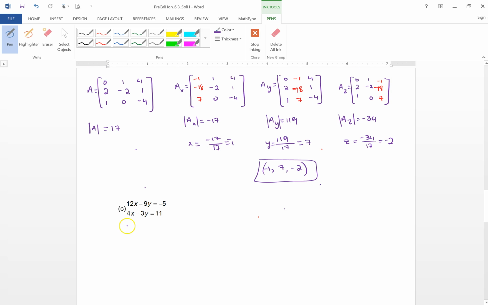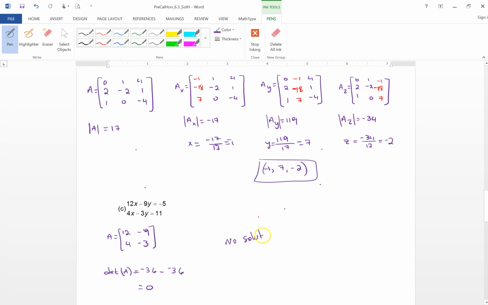Okay. So for this one, I'm going to cheat and find the determinant of A first. Because for the other ones I had done the other matrices first, but I'm just going to find the determinant of A before I write down my other matrices. The determinant of A is negative 36 minus negative 36, which is 0. So it's singular. You can't divide. No solution.